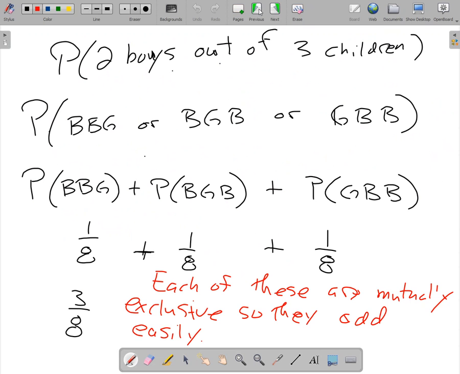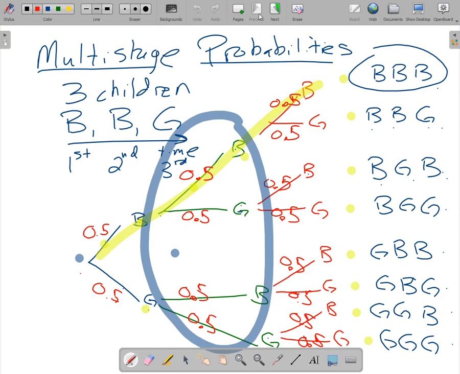Looking back at the original tree, when we run through the tree and take 50% times 50% times 50%, we call that 1/8. As a decimal, it would be 0.125. What's the probability that we get a boy, boy, girl? 0.125. What's the probability we get boy, girl, girl? They're all 12.5%, 0.125.